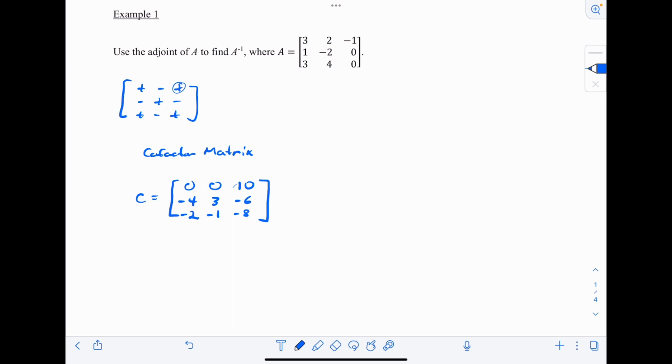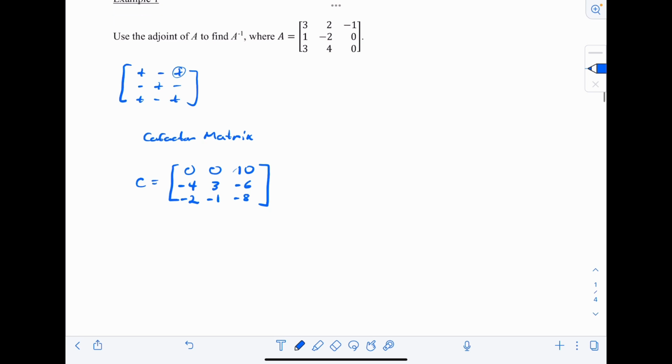If I hadn't talked it through and just did it mentally and written it down, it wouldn't have taken that long. So not too bad. But now we're going to use that cofactor matrix to find the adjoint of A. And again, the adjoint of A in this case is simply the transpose of that matrix.